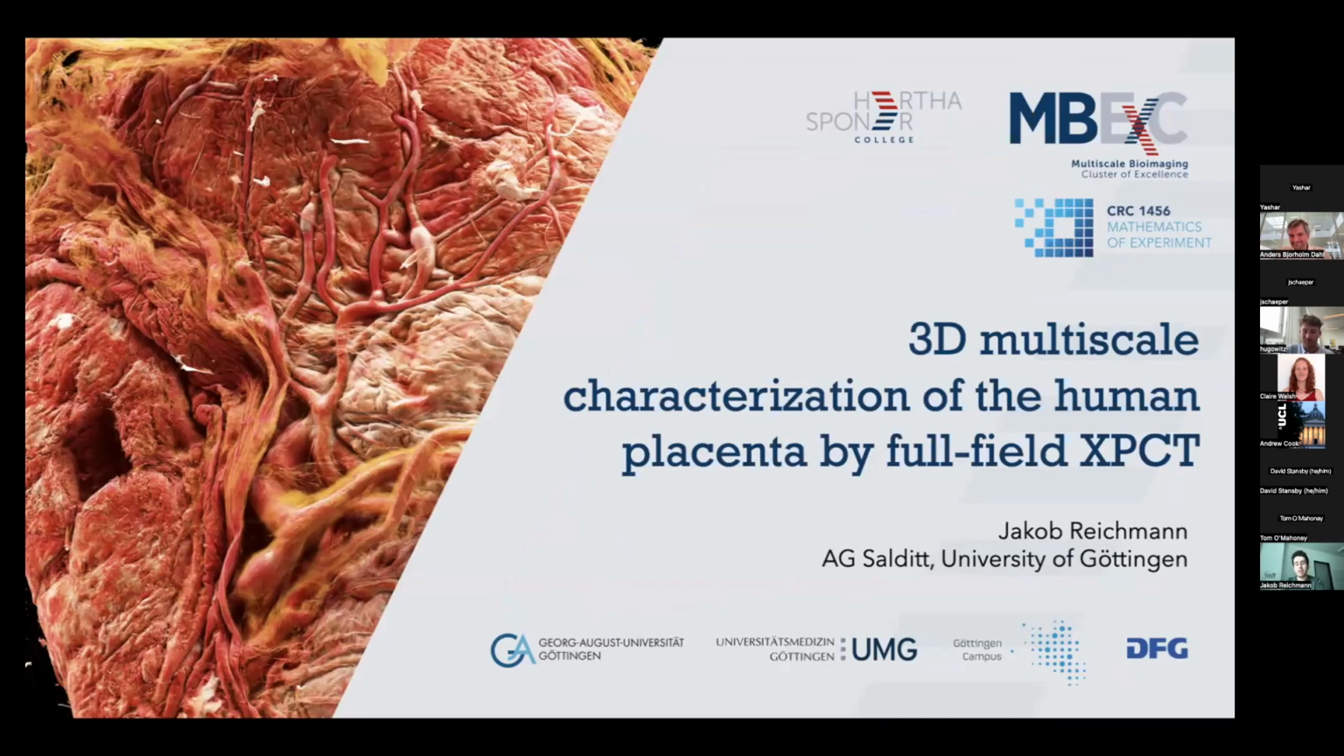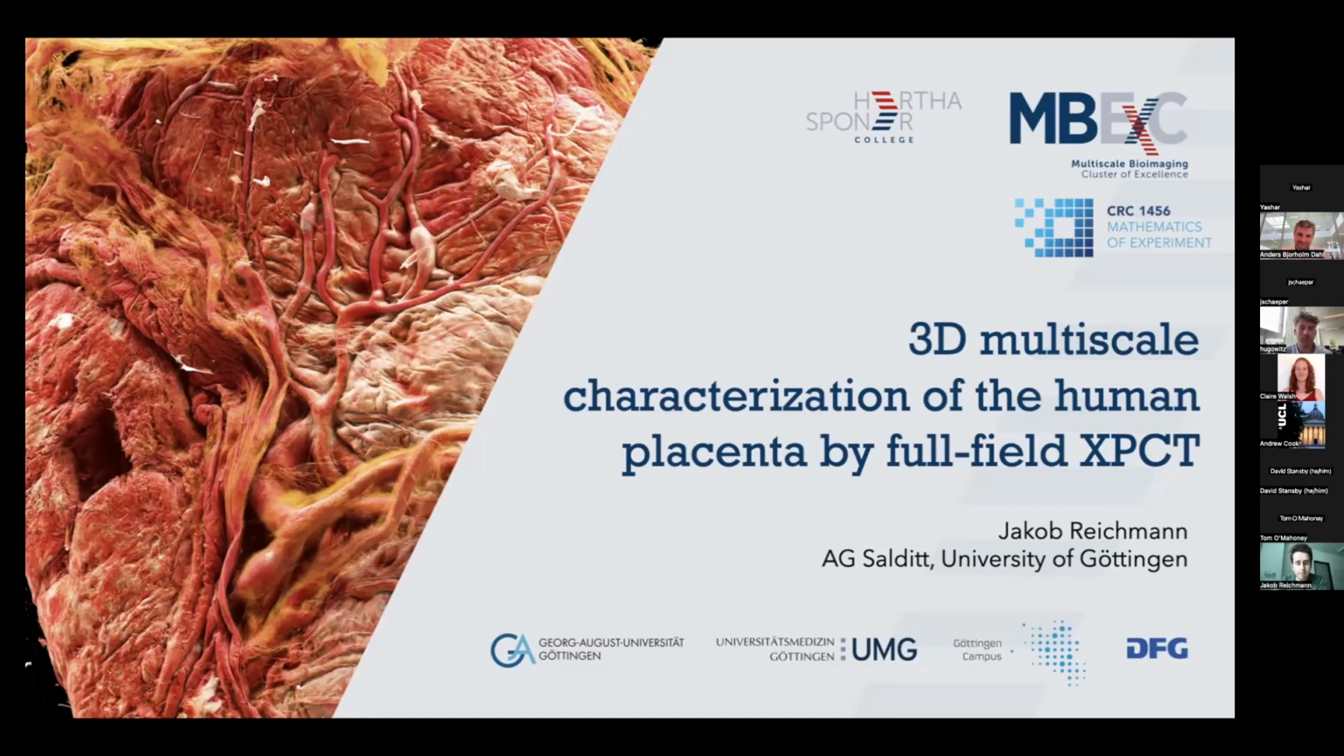I want to talk about 3D multiscale characterization of the human placenta by full field HiP-CT, which we image on different fields of view with different instrumentation. So here on the left, you can see one example already for a cinematic anatomy representation of one of these placentas. But how we got to this, I'll explain in a sec.